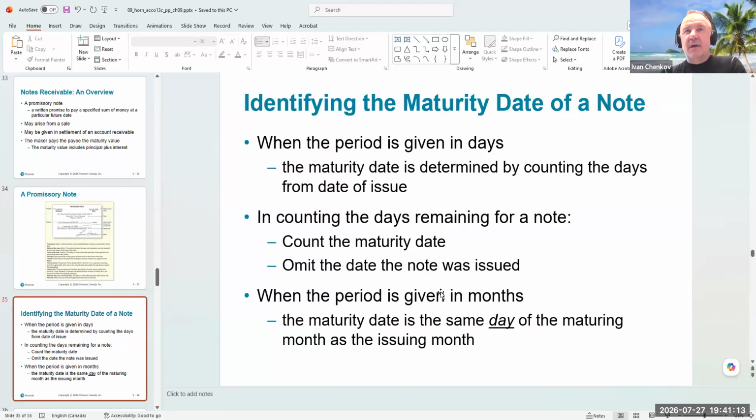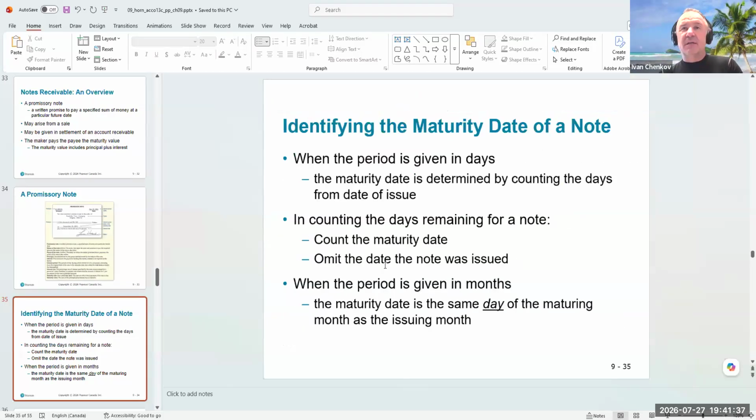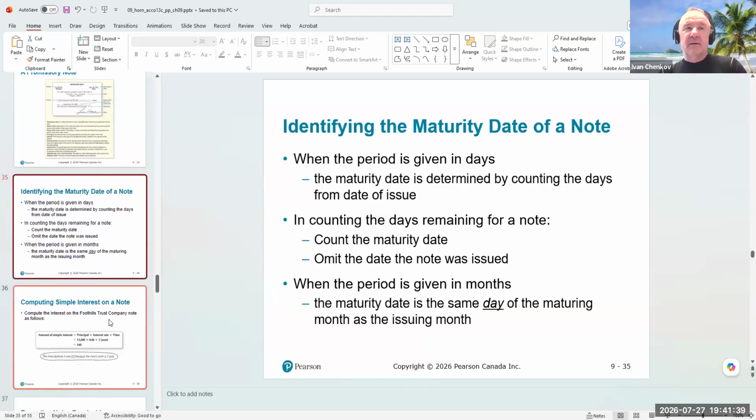Now, identifying the maturity date. The maturity date will be the date on which the note expires and becomes due. Counting the days, the teacher is going to go through with you many times and explain to you. I don't want to mess with your head right now about how you're going to count the days.